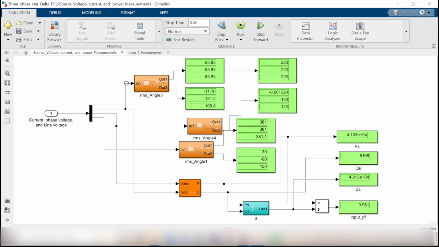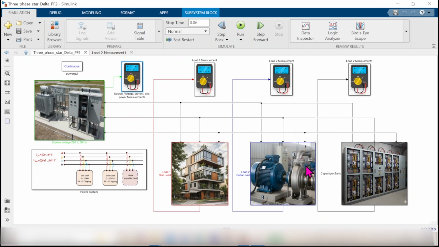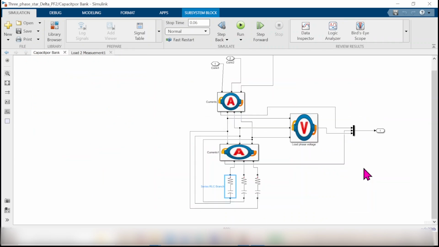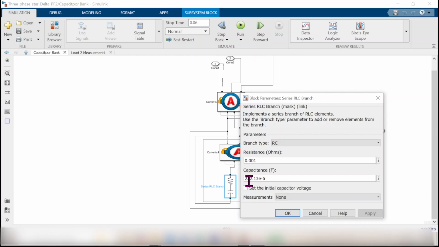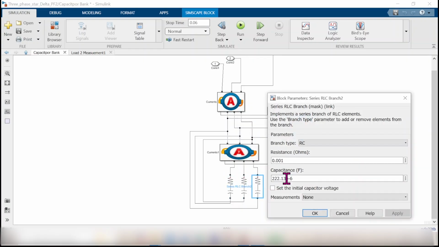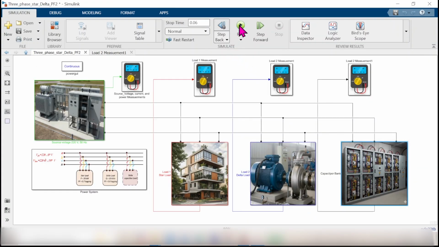Or hand calculations. So what do you think if we increase the capacitor more than this value so we can have a unity power factor? I did my calculation, you can check after me. Assume we are going to put that one, and instead of 222.13 microfarad, I'm going to put that one 281 microfarad. Let's run.